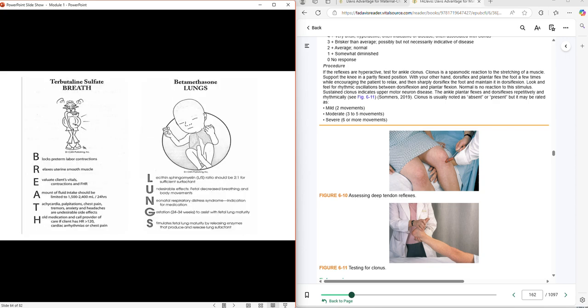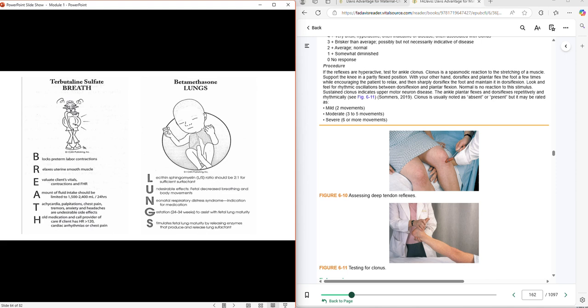And this preterm labor. Going back to talk about preterm labor, betamethasone, and we'll talk about this a little bit later, but betamethasone is a drug that we give for preterm labor. Betamethasone increases the L/S ratio, which is the surfactant that the baby has.